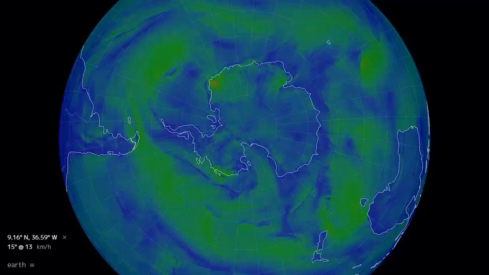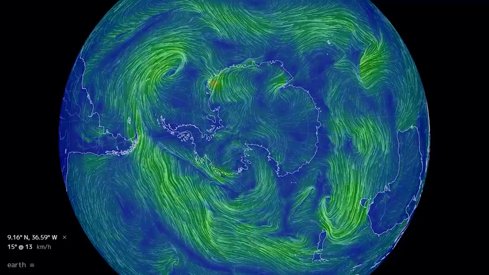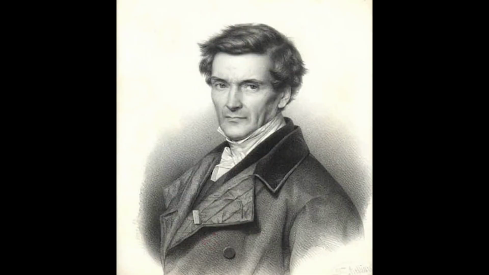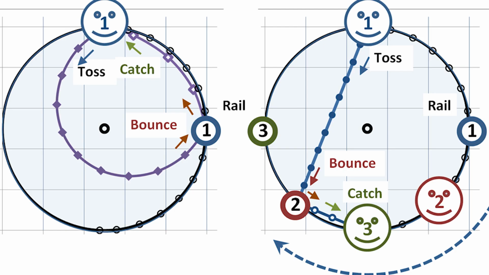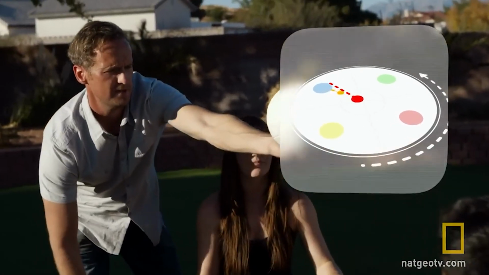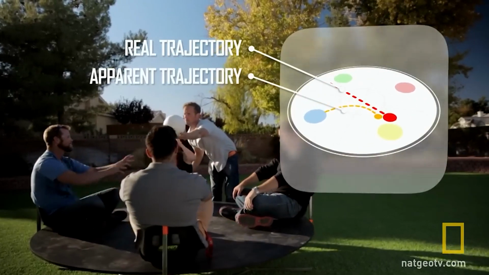One of the primary drivers of these air currents is something known as the Coriolis effect, named after the French mathematician Gaspard Gustave de Coriolis, who first described it. The Coriolis effect is the apparent deflection of the path of an object moving in a rotating system. In simpler terms, it's the reason why things don't move in a straight line on rotating objects like our Earth.